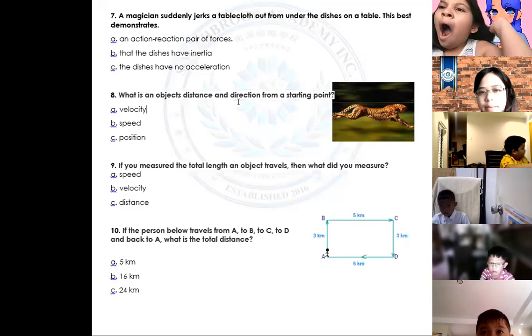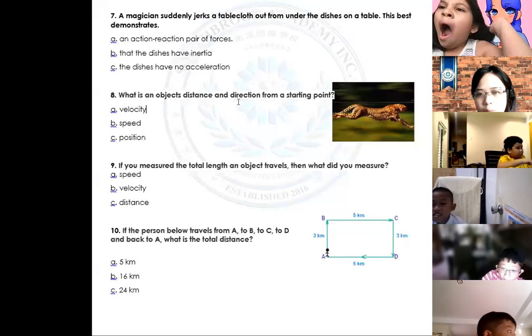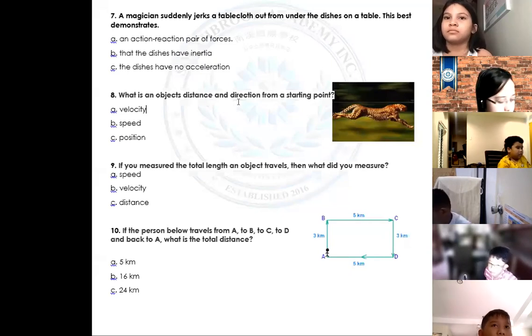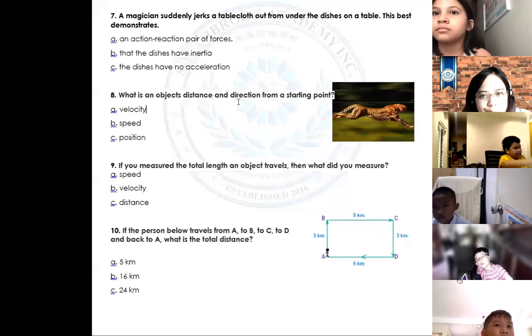Next, number 9. So if you measure the total length an object travels, then what did you measure? So what did you use for measuring the total length an object travels?